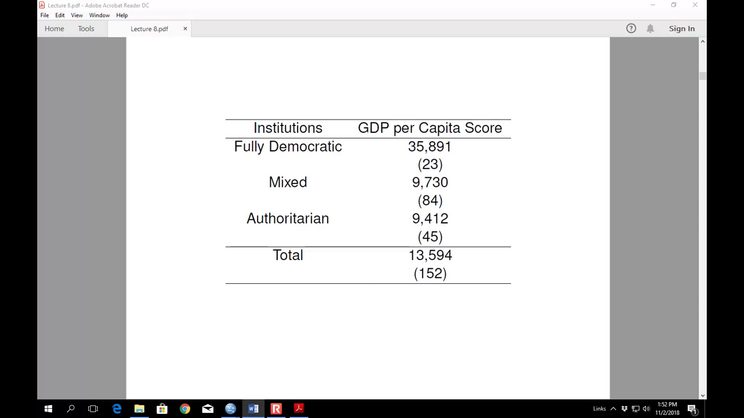Here's the mean comparison table of the data that analyzes the relationship between regime type and GDP per capita. Regime type, the independent variable, is in the rows, and the average GDP per capita is in the column here. The average GDP per capita for all countries is in the bottom cell here. And the number of observations per regime type and the overall number of observations are within the parentheses for each cell.